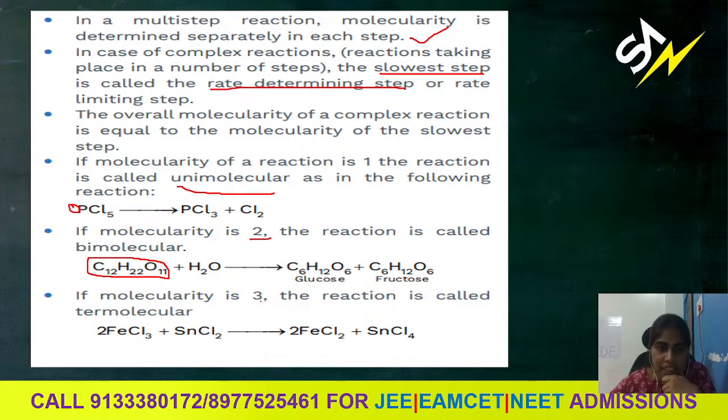If the molecularity is 3, then the reaction is called termolecular. Since here, observe this reaction, 2 moles of FeCl3 and 1 mole of SnCl2 give rise to 2 moles of FeCl2 and SnCl4. Here, 2 moles of FeCl3 and 1 mole of SnCl2 combined give the molecularity as 3.